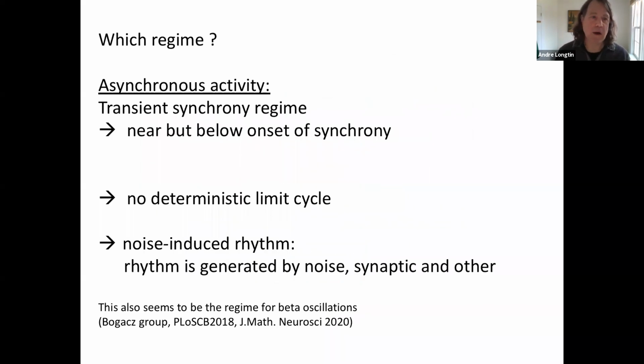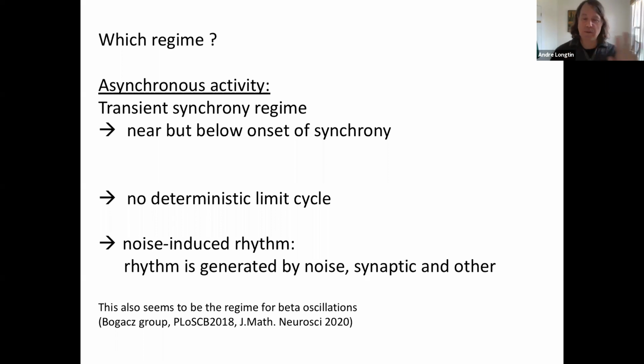Okay. Now, the regime is the question. If you want asynchronous activity, how do you get it? So we're going to talk about something called the transient synchrony regime. It's also another word for the asynchronous activity, but in the literature, it's often called transient synchrony. So we're near but below the onset of synchrony. And by synchrony here, it's a synchrony that's going to repeat. So it's going to be oscillatory synchrony. So we're below the Hopf bifurcation, and there's no deterministic limit cycle when you turn off the noise.